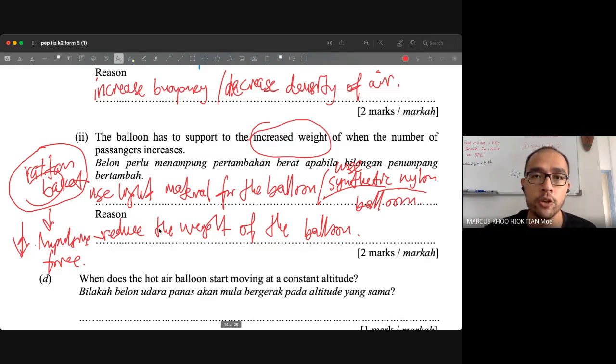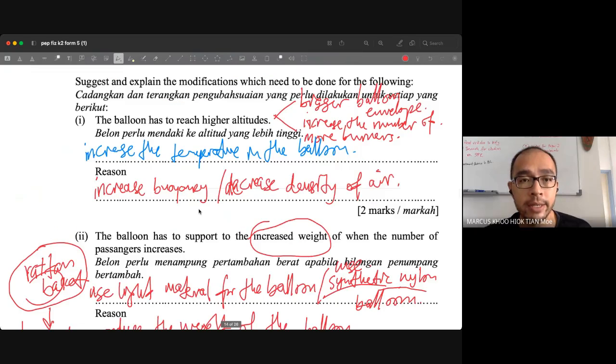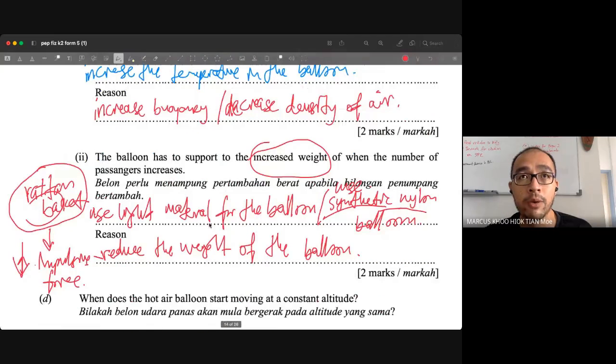Quite a number of you, kamu tulis di sini, add the number of burners, increase the number of burners. But I was thinking about it, I said, no, I think with the number of burners banyak, dia boleh pergi lebih tinggi lah, tapi does it mean that it can support more people? I don't think so. The number of burners doesn't affect how many people use it. How many people is affected by how heavy is the balloon. Okay, it's too far lah. I feel that it is too far.